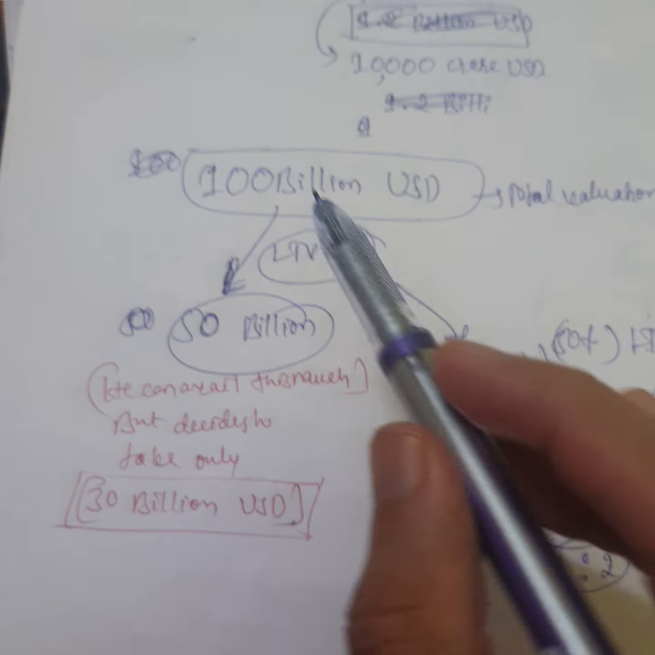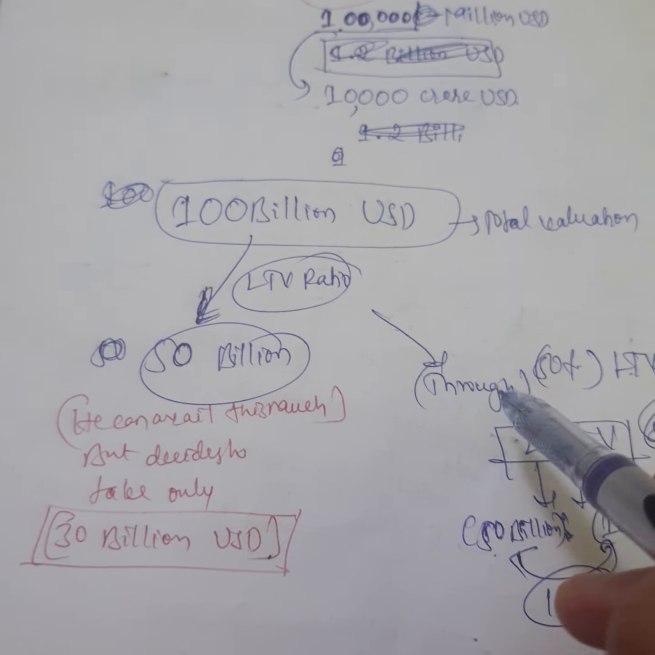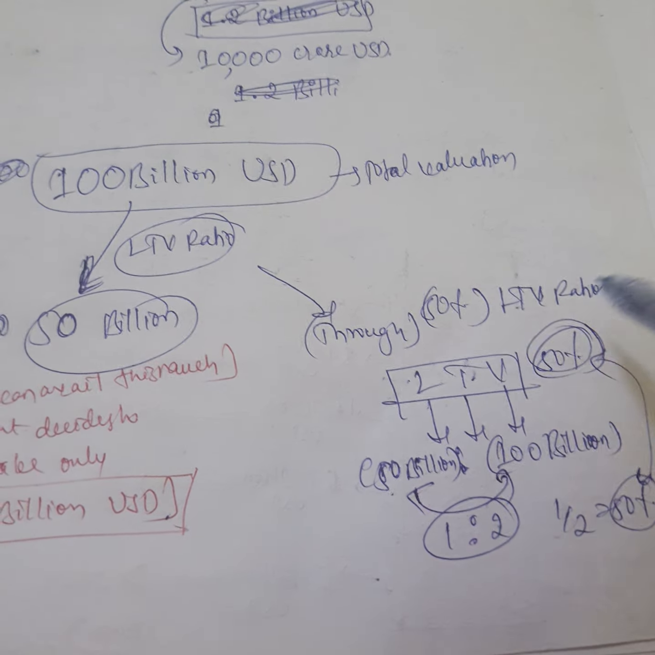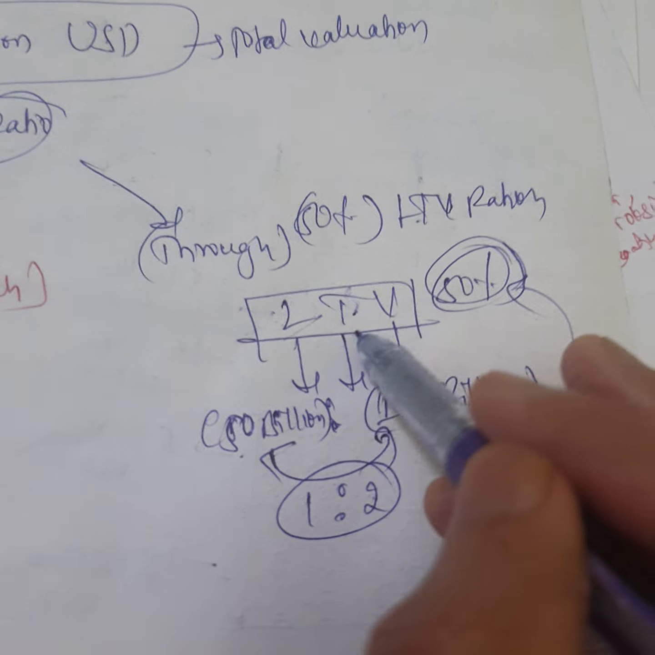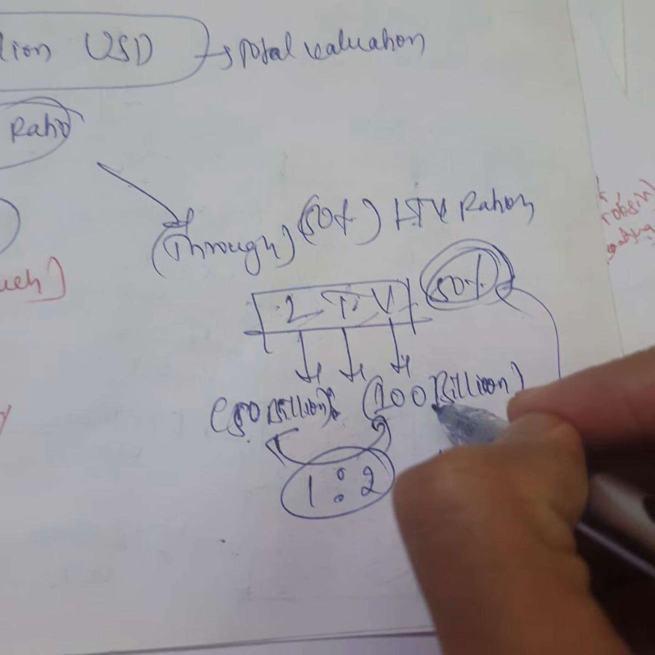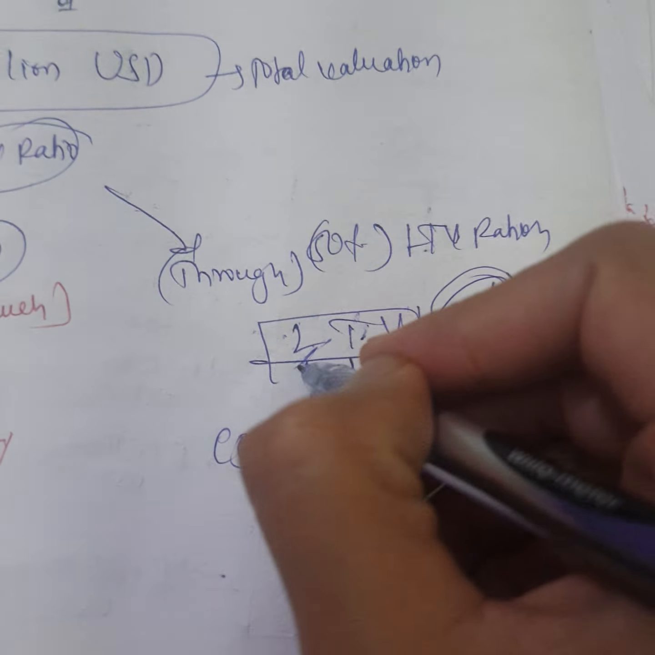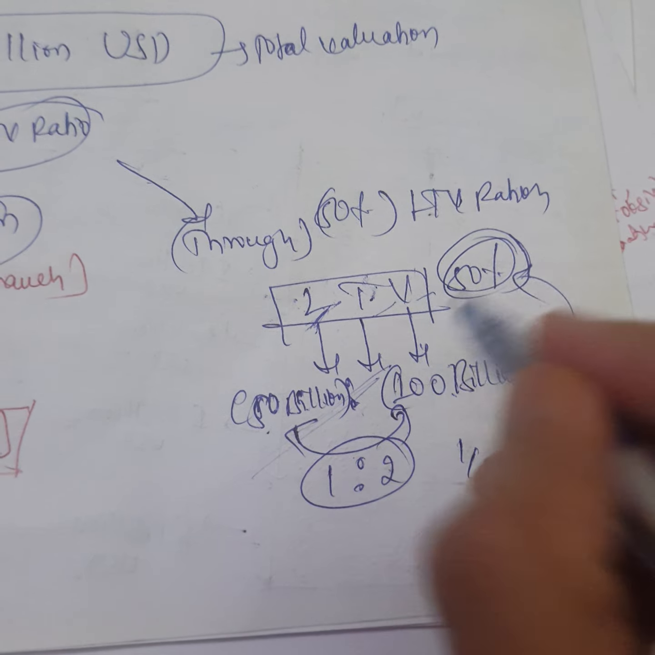He goes to the bank, to Indian banks. They provide 50% LTV ratios. LTV means loan to value. Value is 100 billion, and the loan is 50%. So how much loan can be given? 50 billion loan can be given.